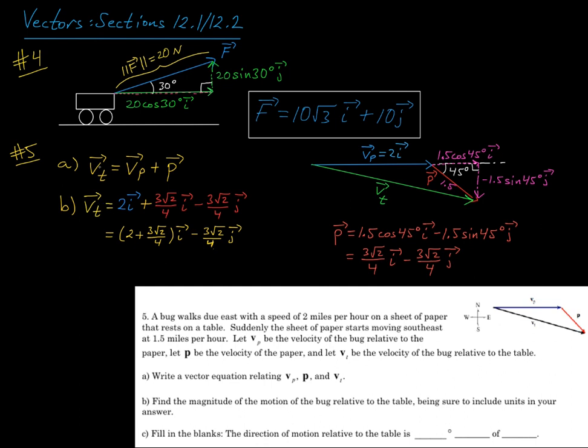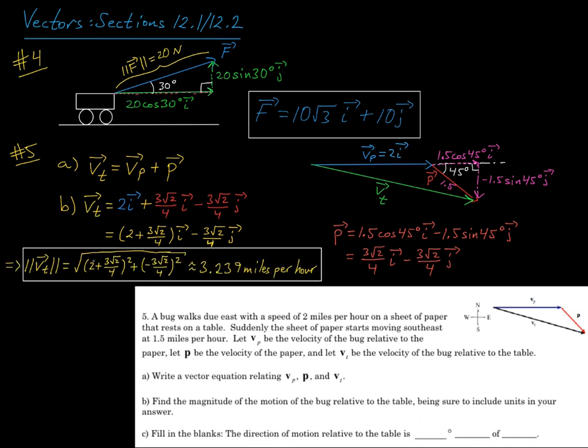Okay, so now just noting that Vt is Vp plus P, and Vp was 2i, and P, as we just found here, was 3 root 2 over 4 i minus 3 root 2 over 4 j. Combining components, we get 2 plus 3 root 2 over 4 i minus 3 root 2 over 4 j for the velocity of the bug relative to the table, and that's Vt. Now we're asked to find the magnitude of this vector.